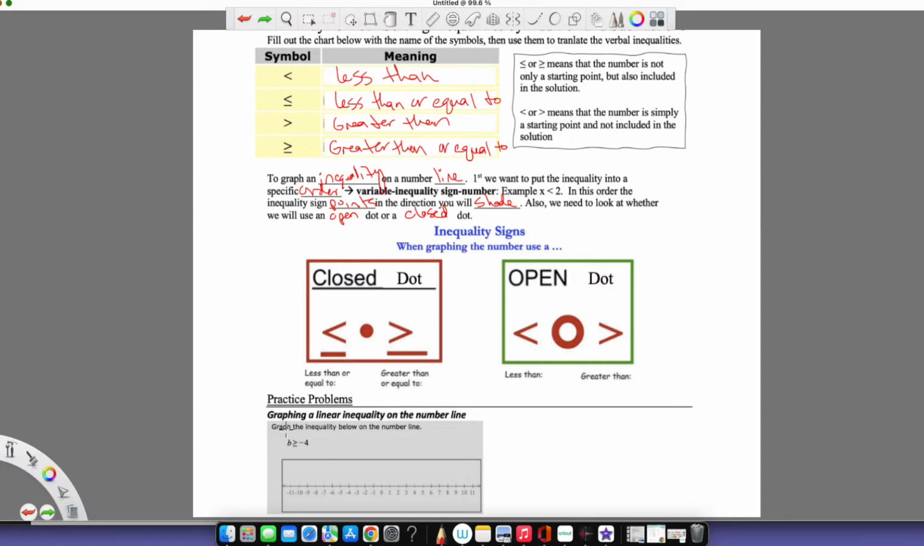So this is in the right order. I'm going to write it a little bigger. It's in the right order: variable, inequality sign, number. So the arrow is going in the direction that I want it to go in. It also has an equal to sign under, so it's going to be a closed dot. I'm going to go to -4 and put a closed dot on -4. It's part of the solution, it's included. And then this tells me which way to draw my arrow. I'm going to draw it this way. This is greater than -4.